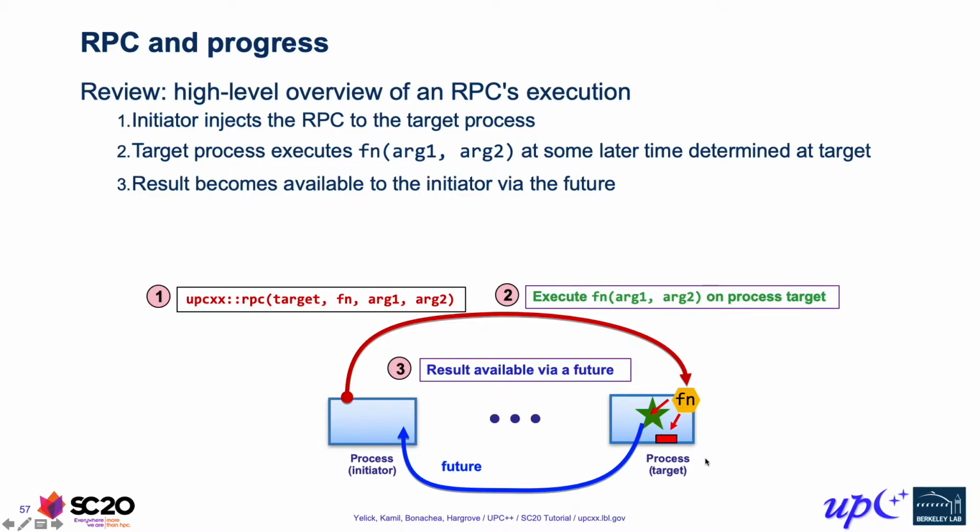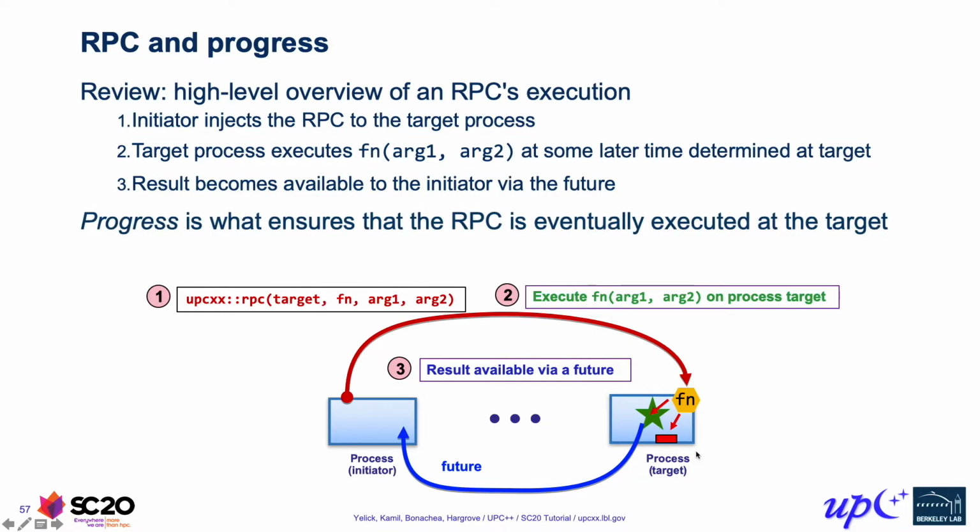Now, I mentioned at some later point. What determines that later point is something we refer to as progress. So our progress model is what ensures that the RPC eventually gets executed at the target, and the initiator eventually gets notification of that.